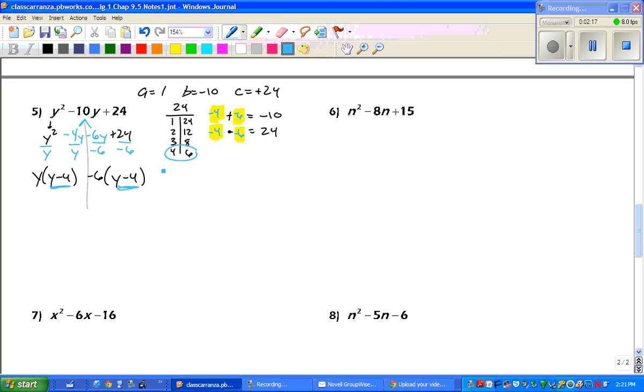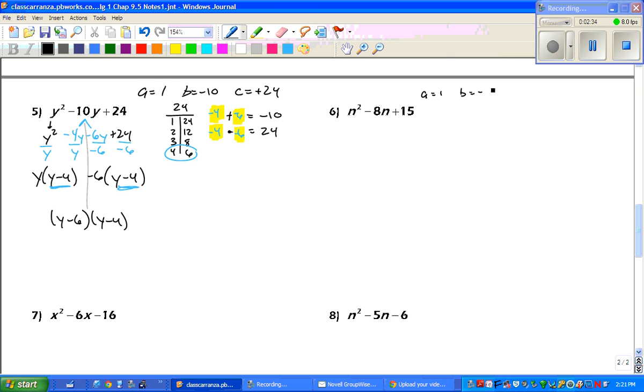So there's our checkpoint. Those are right. So it's y minus 4, and then the other one is y minus 6. There you go. All right, let's do another one.